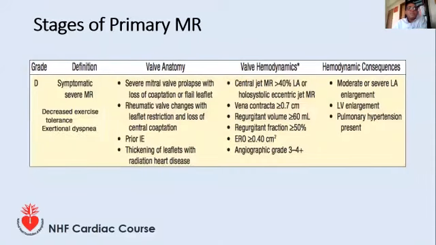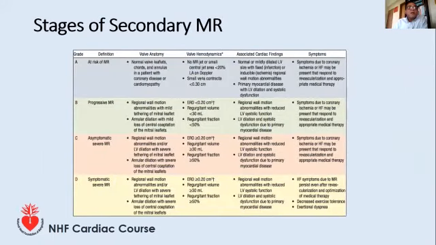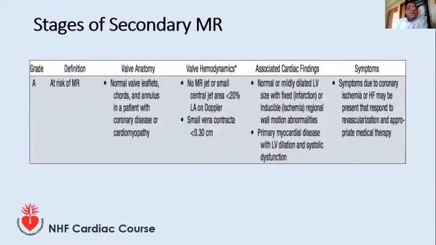In symptomatic severe MR, all as previous, with angiographic grade 3 to 4, and the patient already has pulmonary hypertension. In secondary chronic MR, the patients who are at risk of MR, stage A, have no MR jet or a small central jet area less than 20% of the LA on Doppler, and a small vena contracta of 0.3 centimeter.